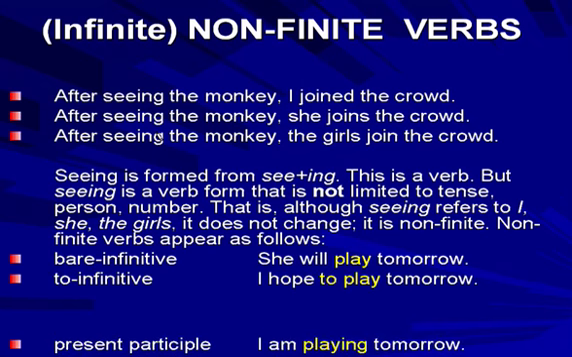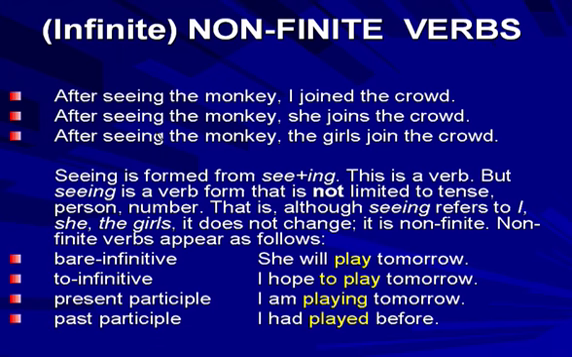Here are some more examples. And these are how the non-finite verbs are realized. So you have a finite verb here, and all these in yellow are non-finite verb forms. It's the bare infinitive, just the verb without the to, a to infinitive. This is called a present participle because it ends in ing, and this is called a past participle because it ends in ed.